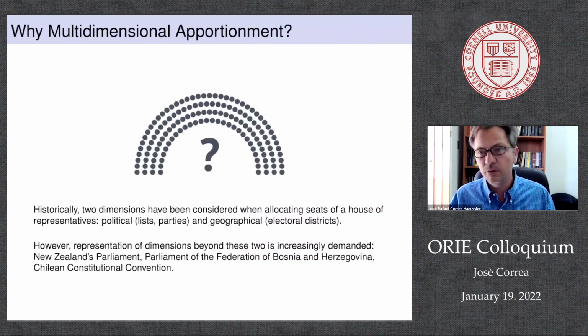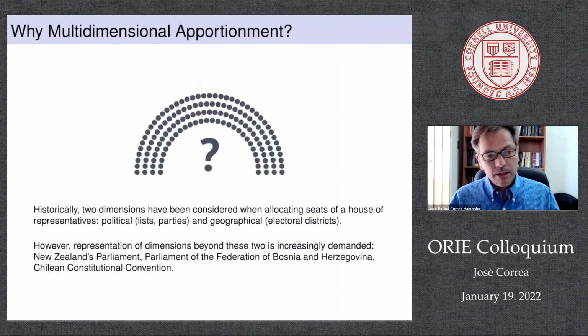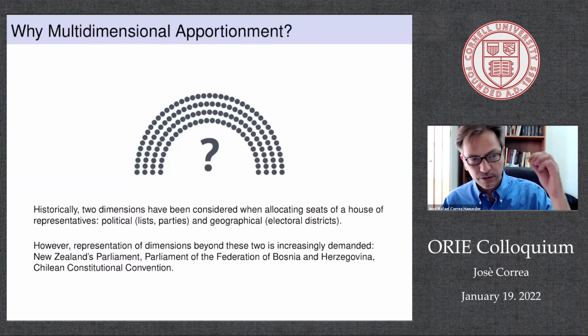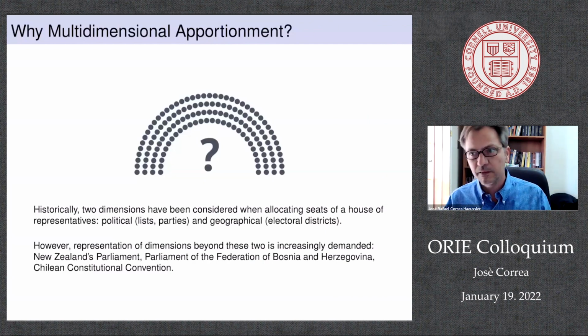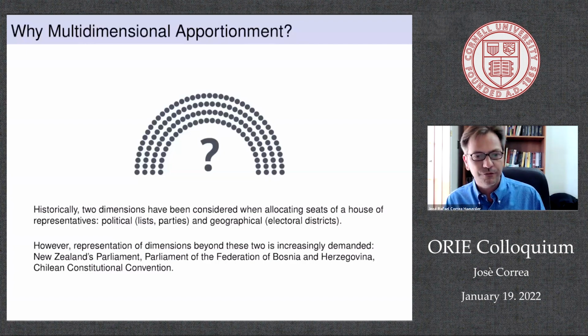first try to say why we want multiple dimensions. The main reason is that in this particular election, the Chilean Constitutional Convention elected a year ago, it was imposed by law that not only do you have geographic representation and political representation, but also that it has to be paritarian gender-wise. So half of the Constitutional Convention had to be men, half had to be women. And this adds a new dimension. And there are other examples of dimensions that go beyond political and geographical.